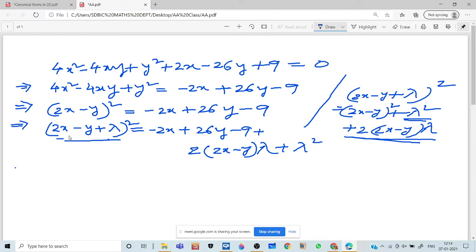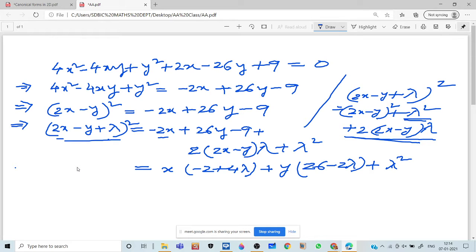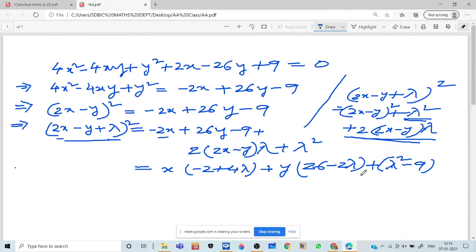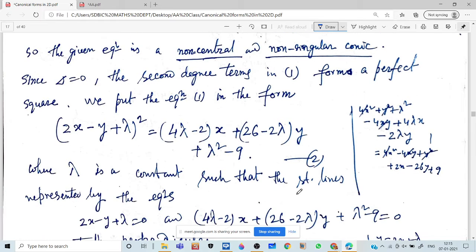Then this is equal to, collect the terms of x, y and constant. Collect the term x: here x is minus 2x, and taking x common, minus 2 plus 4 lambda is the coefficient of x. Collect the term y: this is 26 minus 2 lambda. And the constant term is lambda square minus 9. So this is the form: 4 lambda minus 2 into x plus 26 minus 2 lambda into y plus lambda square minus 9 is the constant term, where lambda is a constant.